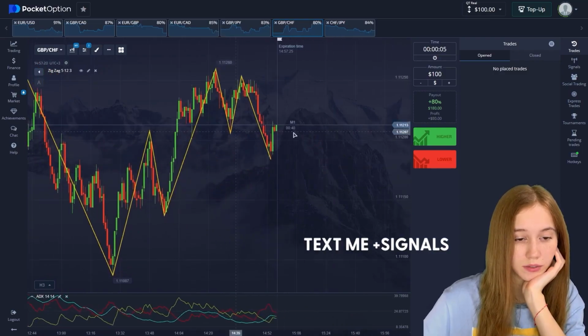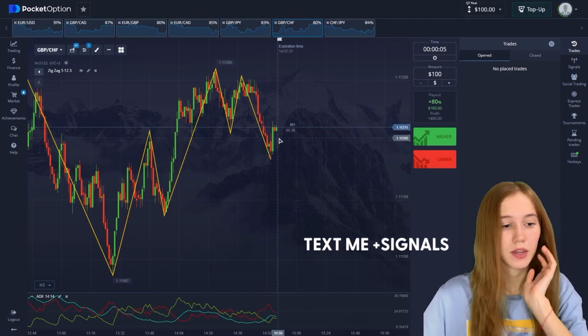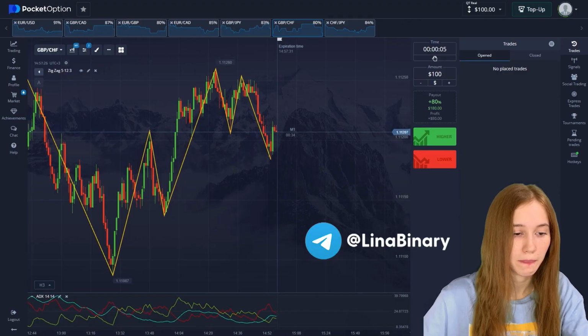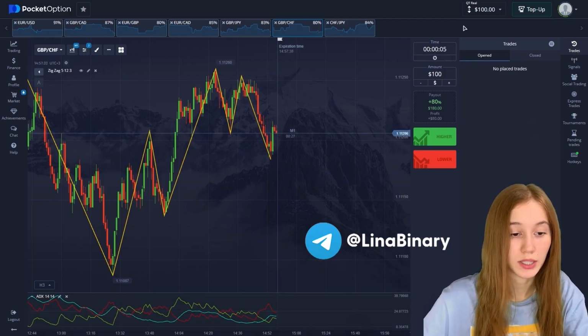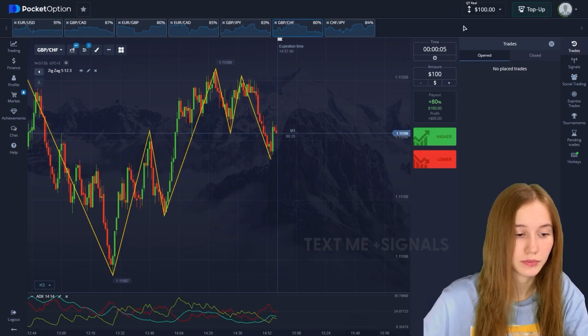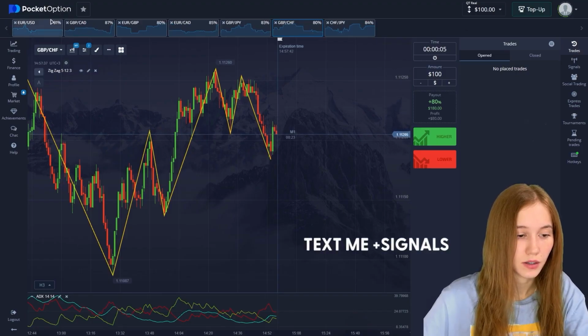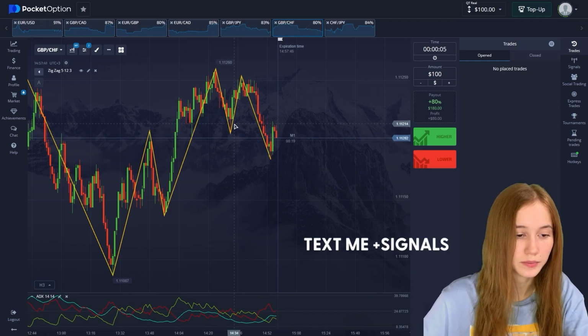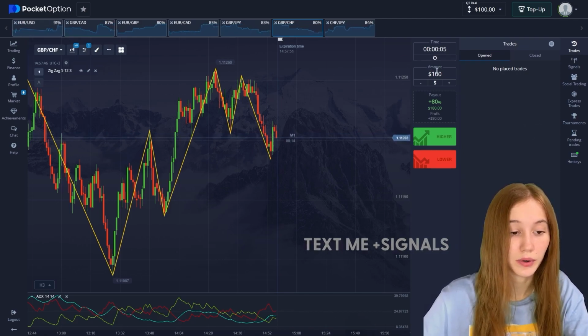I hope this will go well. And today we have Pocket Option. This is the platform on which we will trade, and our balance will be increasing. You can see it in this corner, our broker.